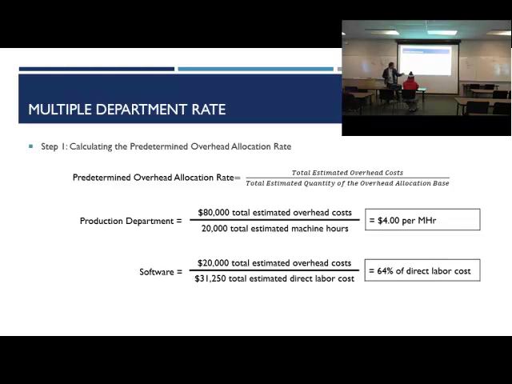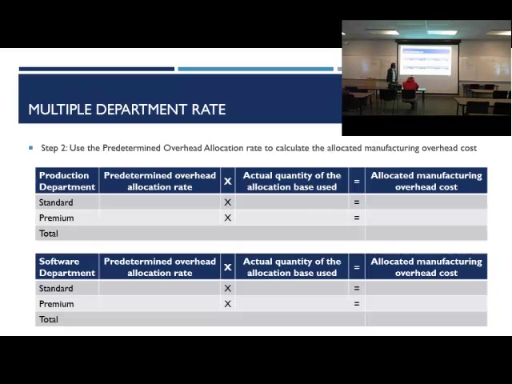product. Then when it goes to the software department and we actually put software in there, we're going to allocate more overhead. In this case, we're going to allocate 64% of direct labor costs as overhead. So as we go down the process, we're going to add more manufacturing overhead. All right. So step 2 is use the predetermined overhead rate to calculate the allocated manufacturing overhead cost. So our predetermined overhead allocation rate was $4 for the production department. The actual quantity of allocation used was that 15,000 and 5,000.